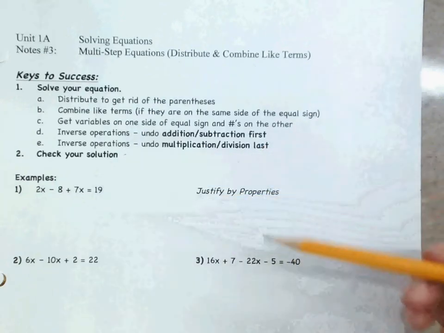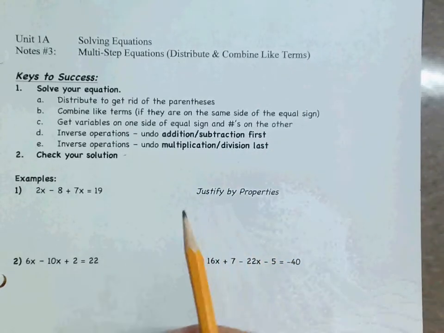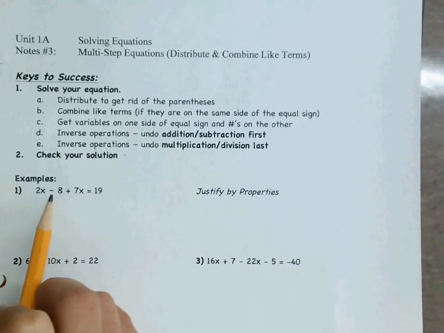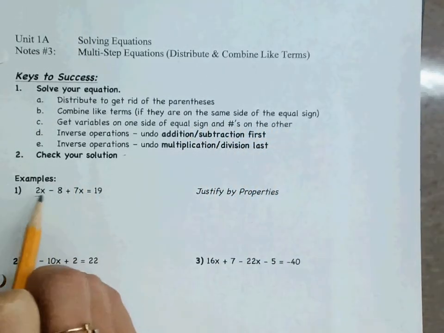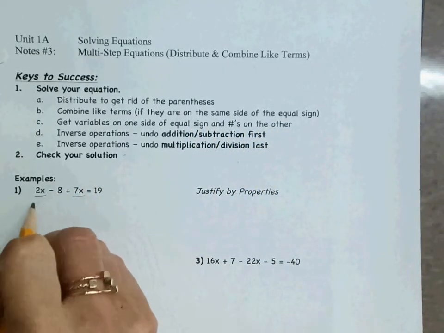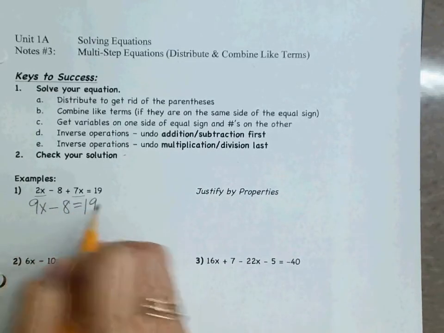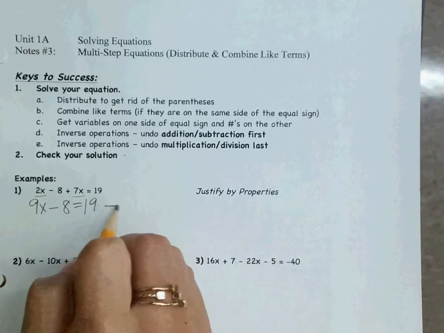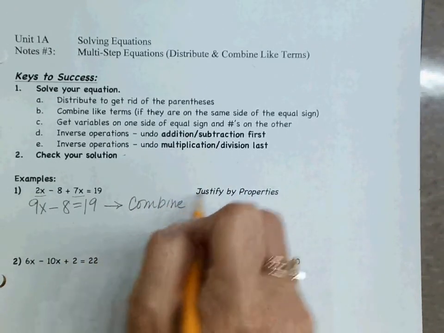With this first example, we're going to justify our steps as we go. So the first thing we're going to do is combine like terms since they are on the same side of the equal sign. So 2x plus 7x, we get 9x. We're going to drop down everything else. Now to achieve this step, what we did is combine like terms. So let's write that in.